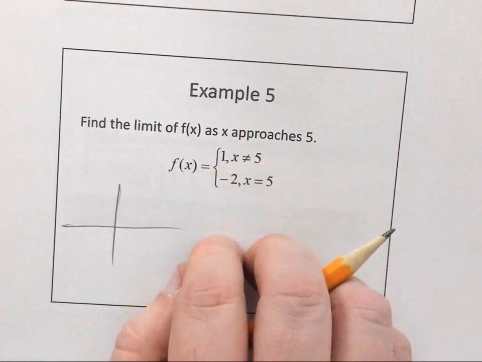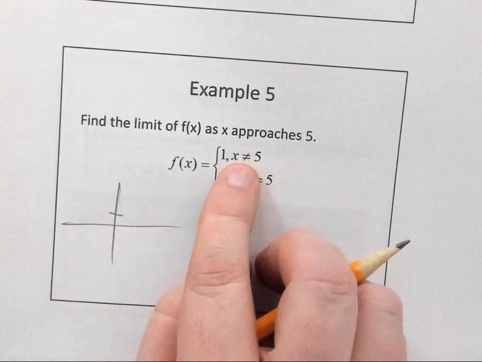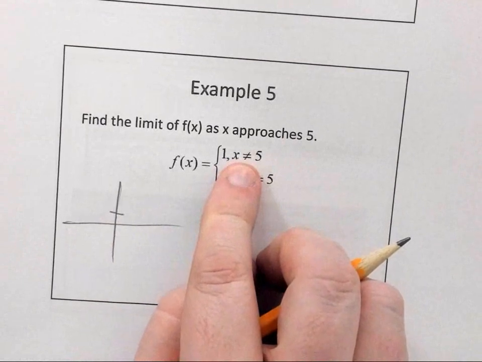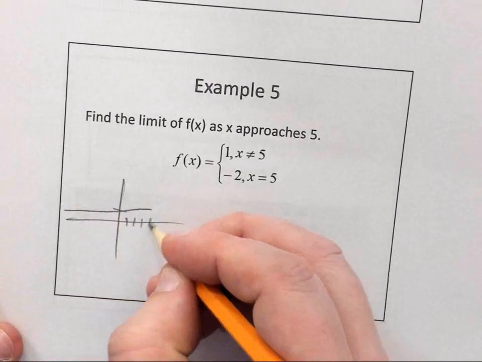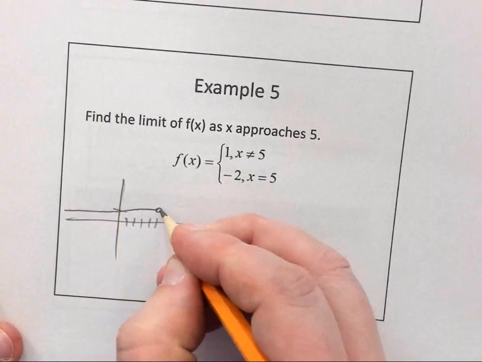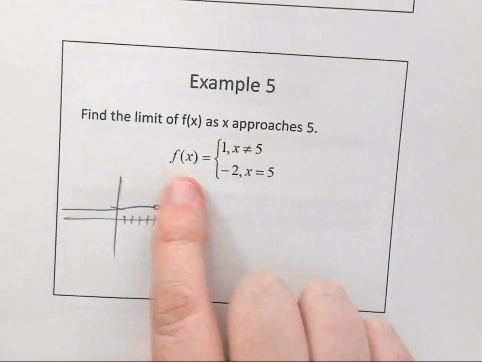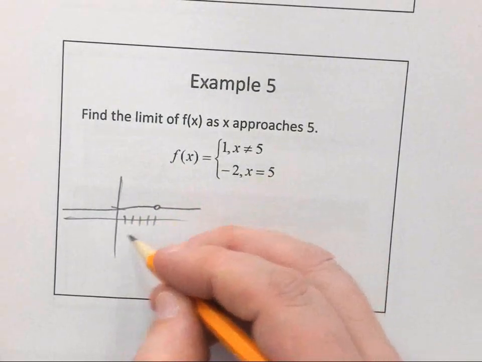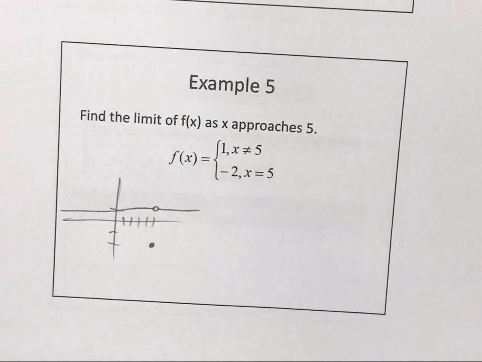So how do I graph y equals 1? Horizontal line at 1. But what do I got to do about this? Skip over it. In other words, put a hole in the graph. So draw a horizontal line. When you get to 5, literally just hop over it. Keep going. What about the other half of this? Y equals negative 2, x equal to 5. You just do it down. Yeah, there's a point. At 5, you go down 2. So this is what that graph looks like.